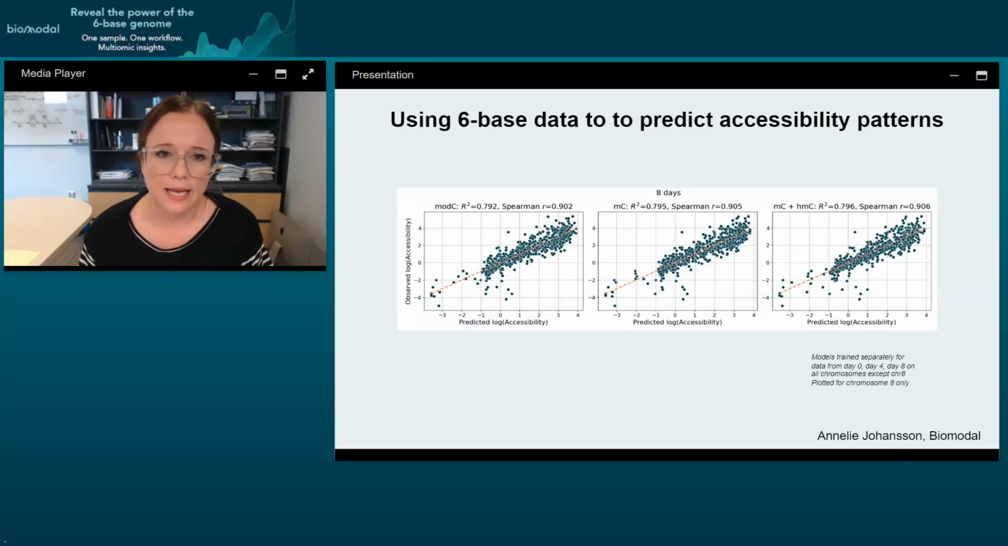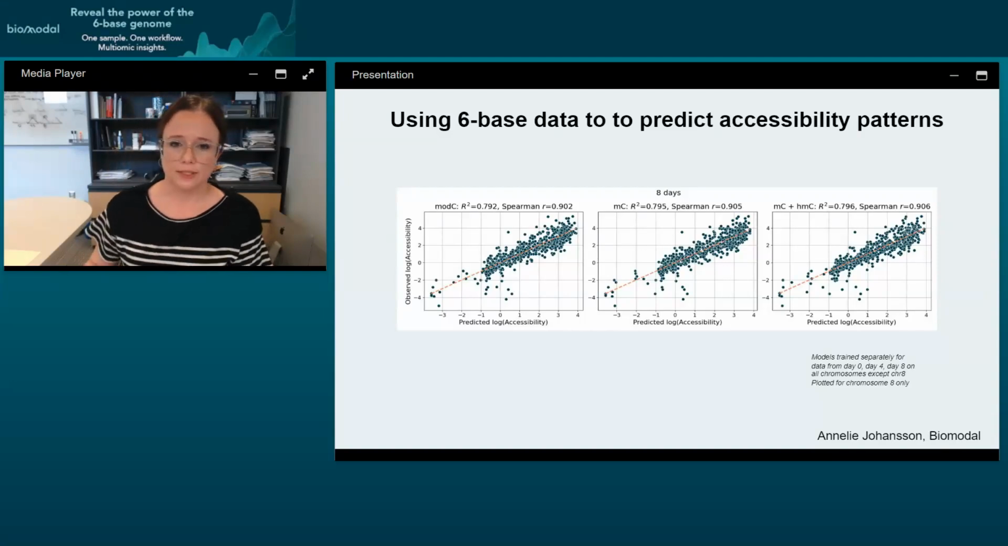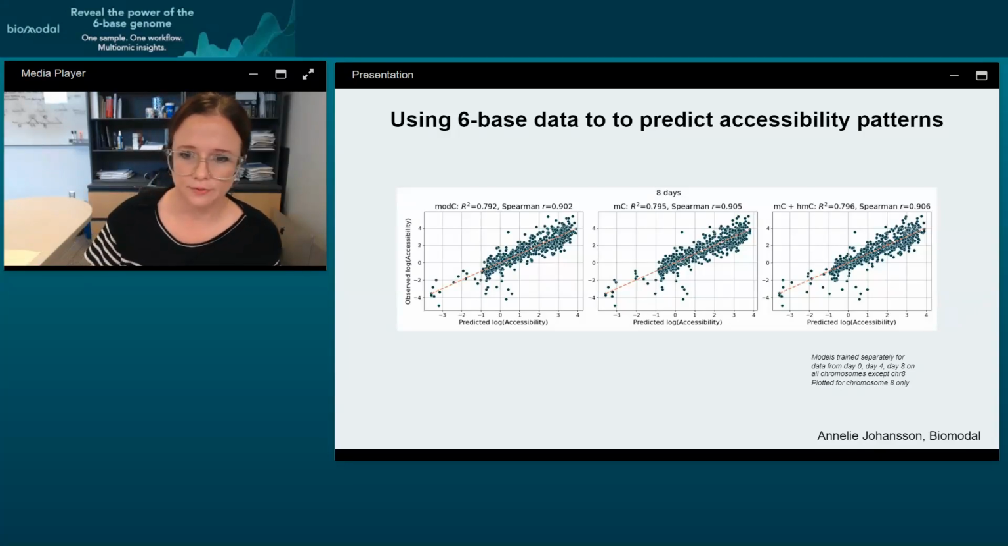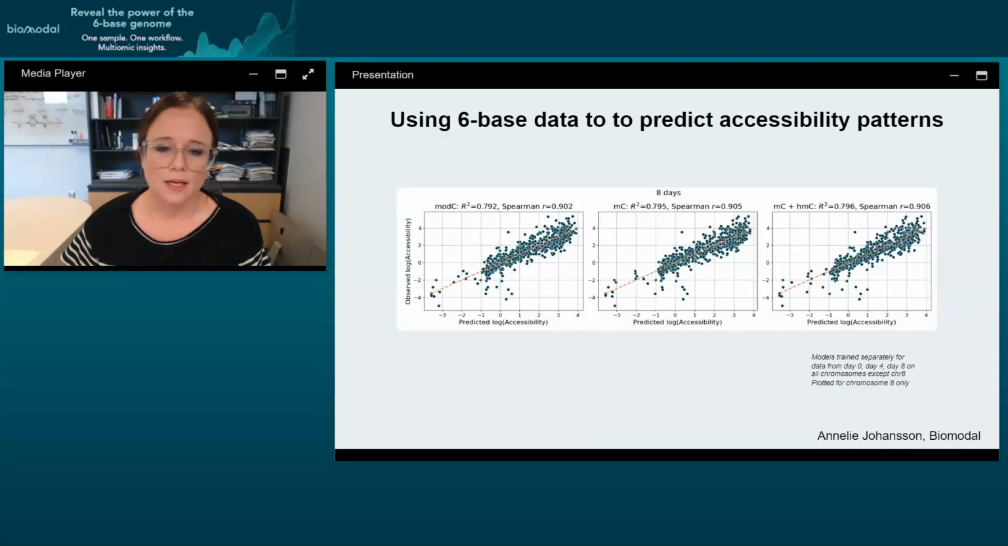The first question we wanted to know is, can we use 6-base data to predict accessibility patterns at enhancers? We did this in collaboration with some talented scientists at Biomodal who were also interested in similar questions. And so we asked, can we predict accessibility at promoters using methylation data obtained from the 6-base sequencing? Of course, the methylation state and the accessibility state of promoter regions is very static compared to changes happening at enhancer regions. But it was really beautiful to see that we were actually successfully able to predict accessibility.